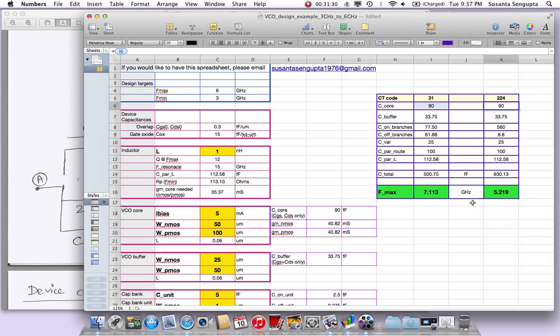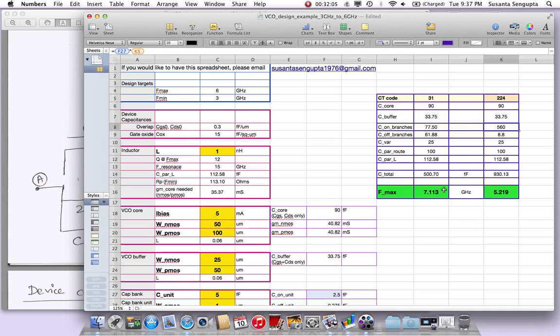But how about all the capacitance? So you have the core, same, buffer has not changed. Now the on capacitance has changed because we have a huge amount of on capacitance coming, right? Each has 2.5 femtofarad, and now we have equivalent 224 of them. That gives you about 560 femtofarad is on. Off capacitance of the small tiny branches, they are also there. Varactor has remained the same, parasitic has remained the same, the inductor part has remained the same. So all of this comes to about 930 femtofarad, which gives you the F min as 5.2.